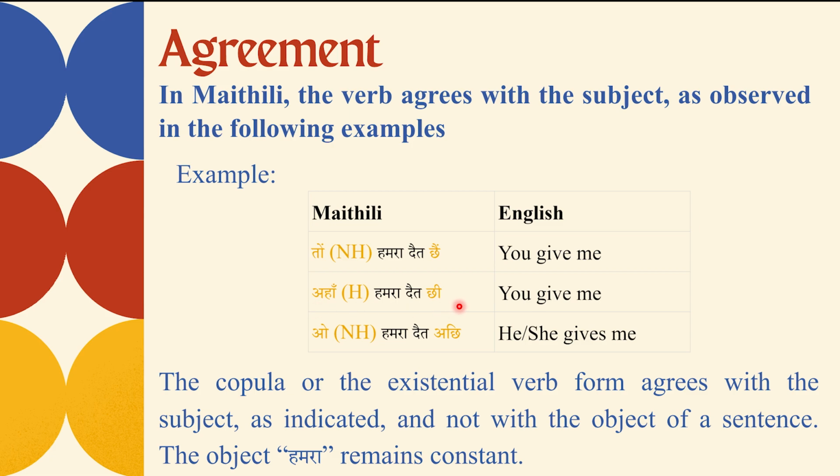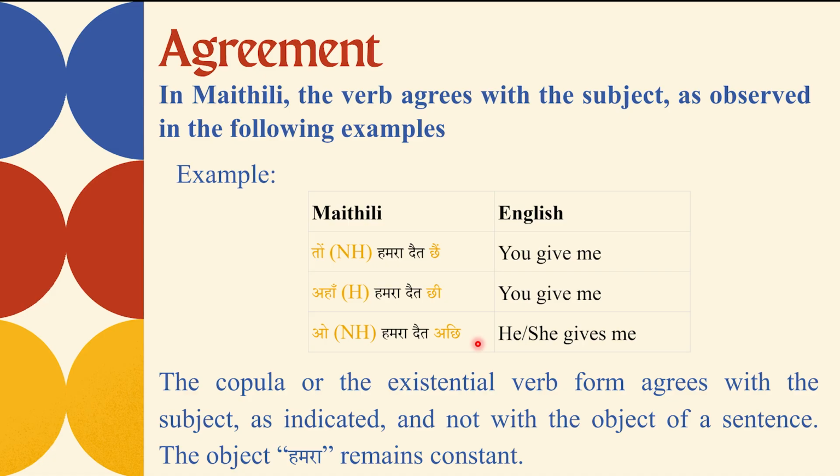If you change it with chai, aha hamra deit chai, that is a wrong sentence. Or in the last one, o hamra deit achi, this is correct, but you cannot say o hamra deit chi, that would be a wrong sentence. So, the copula means chai, chi, achi, the forms of the verb to be. So, the copula or the existential verb form agrees with the subject as indicated and not with the object of a sentence. The object hamra remains the same.